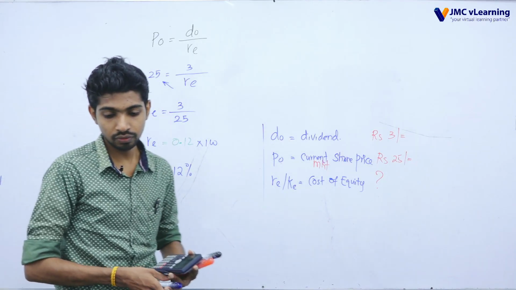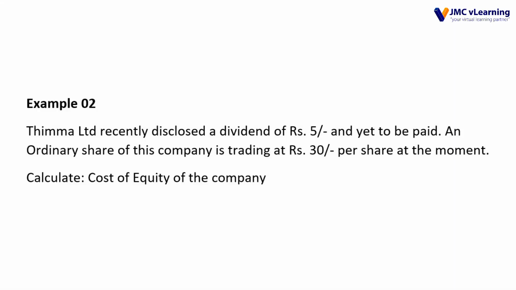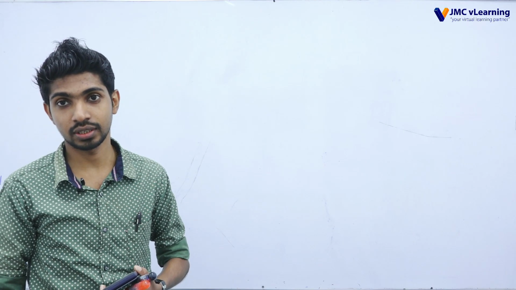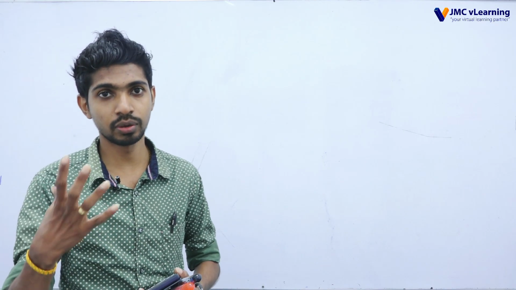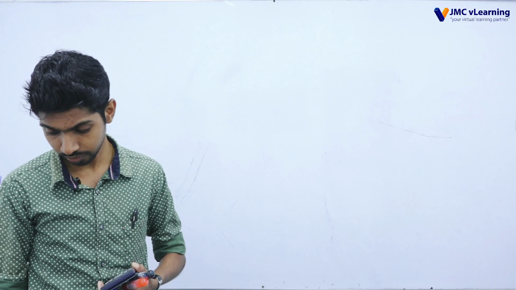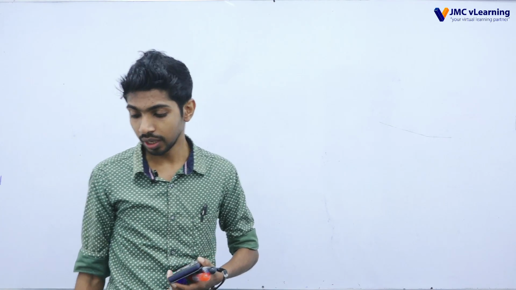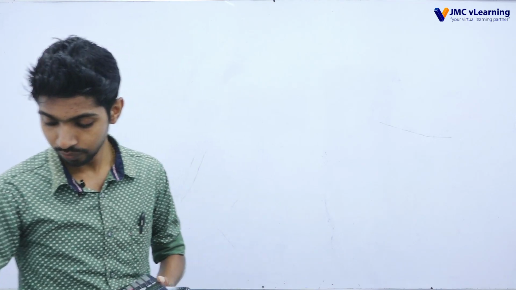Okay. Then we will move to question number 2. Timma Limited recently disclosed a dividend of rupees 5, yet to be paid. That is the disclosure, the declaration. It is not distributed among the shareholders. It is announced, yet to be paid. An ordinary share of the company is trading at rupees 30 at the moment. At the moment means that is the market price. Just now, the market price is rupees 30. Calculate the cost of equity.